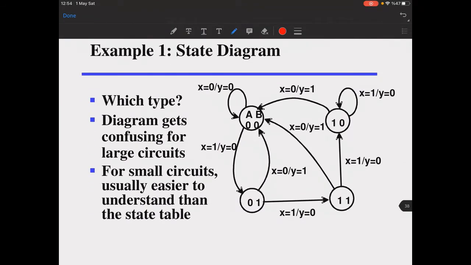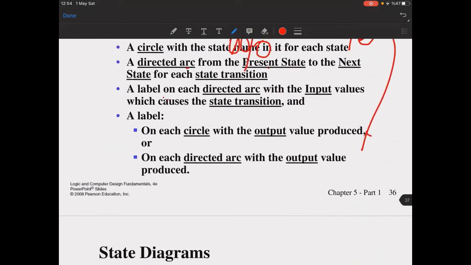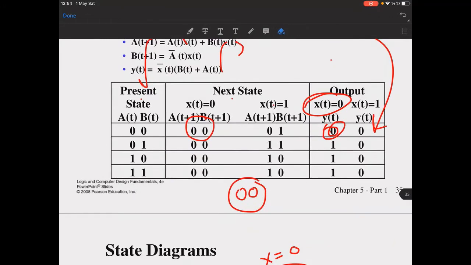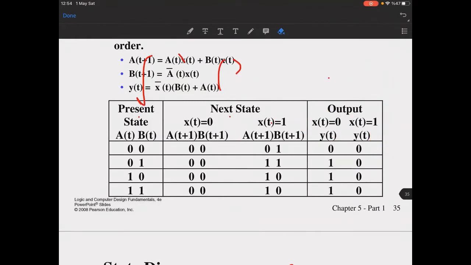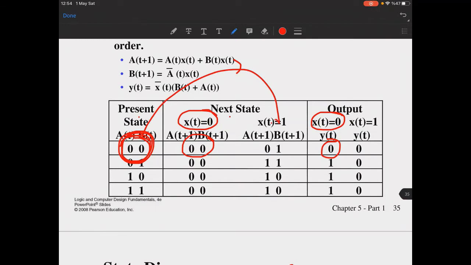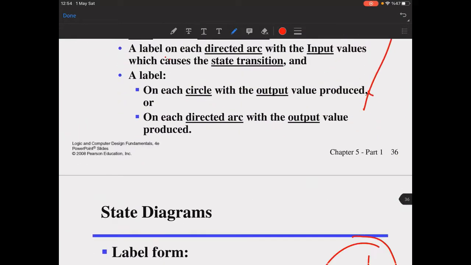Now look at this state diagram right here. Again, we still deal with our initial example. Look at this one. When I'm at 0 state, if I receive x equals 0, I will go to 0 state again by giving the output 0. But if I'm in this 0 state and I get an input of 1 here, I will move to 1 state by giving the output 0 again. That's what we have here.